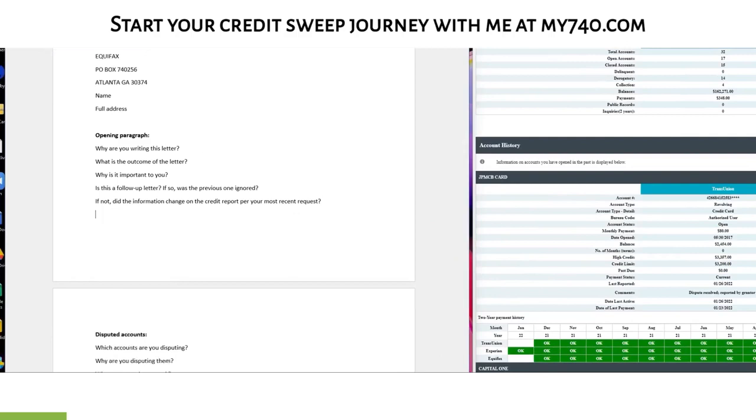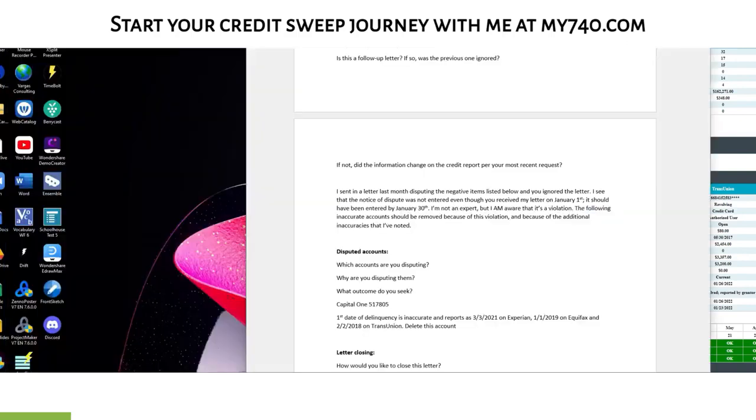So I'm going to write this down here, and we're writing this separately from the actual dispute letter because this is going to give you a blueprint of how the letter should be written, and then you just go and copy and paste it, okay? Okay, so I built this out for you already, and we're going to go over it.